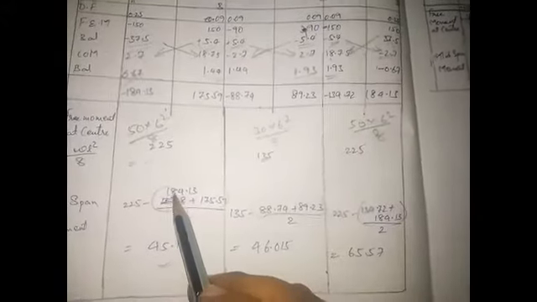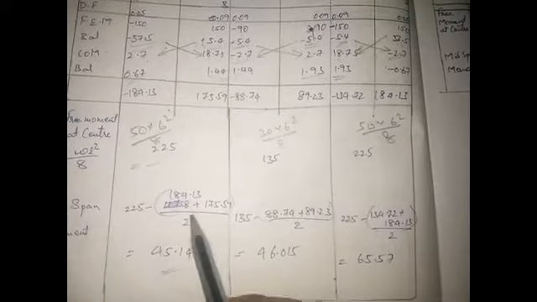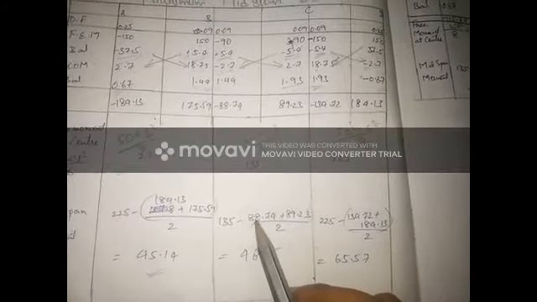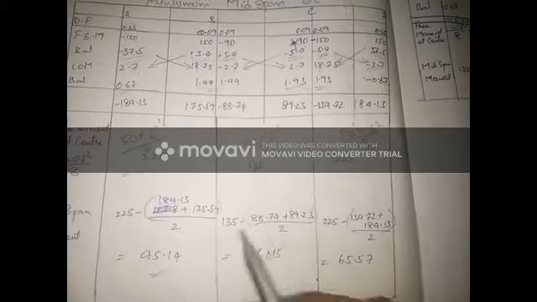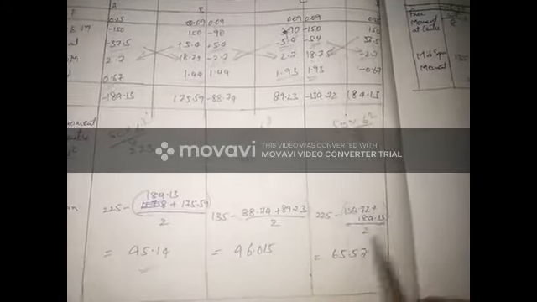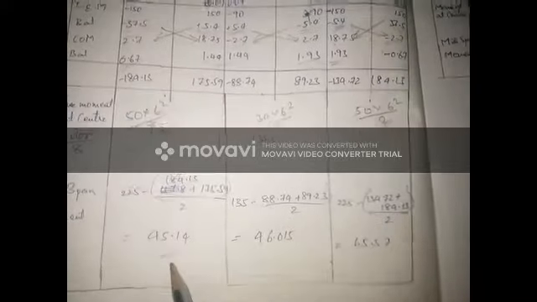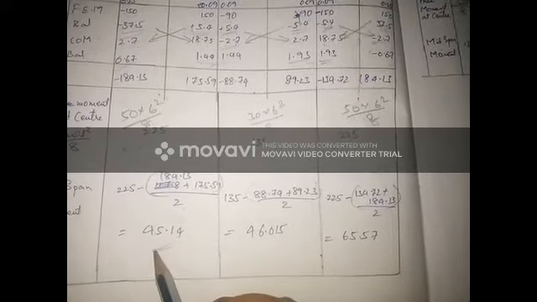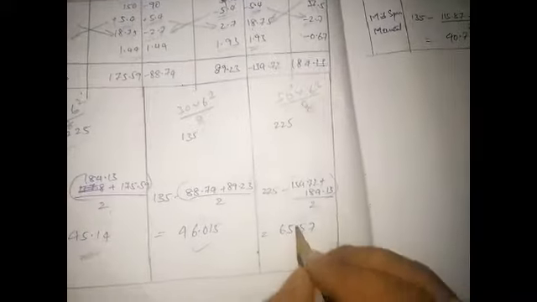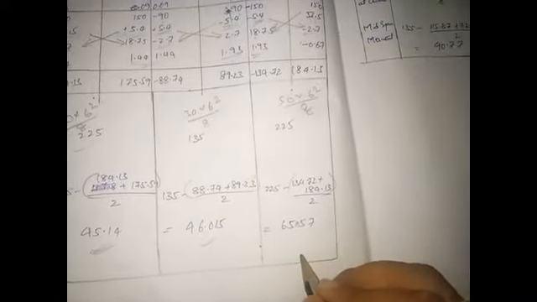First we need to add these both values, then divide by 2 and subtract from this. Next case, 135, we need to add these two values, divide by 2 and subtract. In the same way here as well. So 45.14 and 46.015 and 65.57. These are the values whatever we have got, minimum midspans with respect to BC.